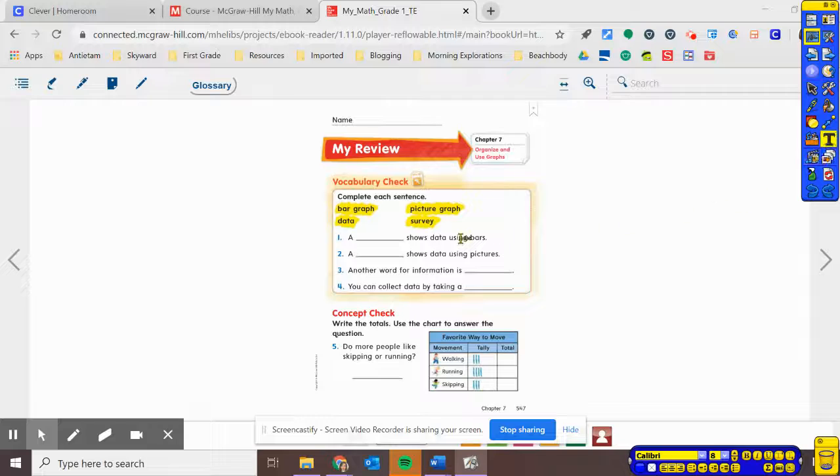So first we're going to be looking at some vocabulary. So number 1 says a blank shows data using bars. Is that a bar graph, a picture graph, data, or survey? Well, here this word bars tells me that it's going to be a bar graph. So let's write that on our line.